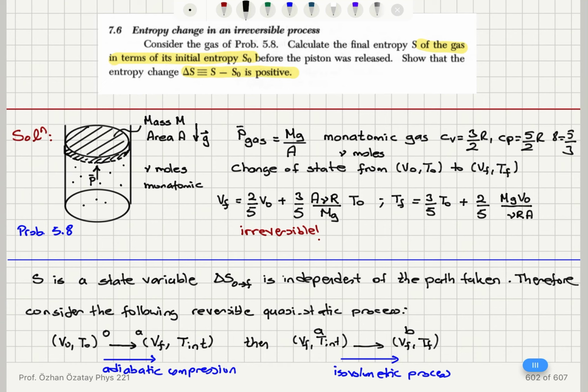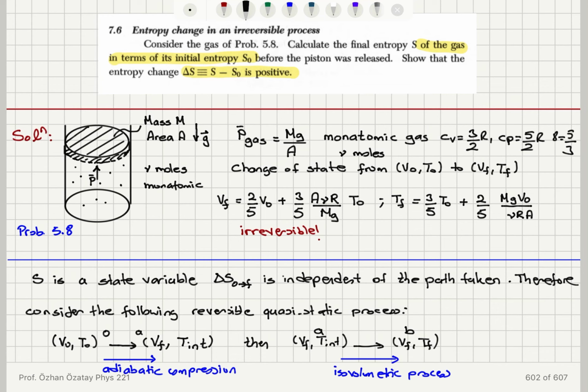We're using the result of problem 5.8 to calculate the entropy change. The problem 5.8 process was irreversible. We had a piston that was released, and in the final configuration I had T final, V final. In the initial configuration I have V0, T0, and I calculated V final and T final as given in the problem solution. And now I'm calculating the entropy change. Because it's an irreversible process, I cannot use this process. I have to use a quasi-static process going from the initial to final state.